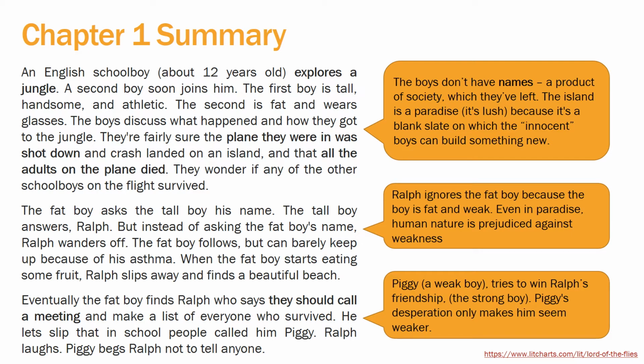The fat boy asks the tall boy his name. The tall boy answers Ralph, but instead of asking the fat boy's name, Ralph wanders off. The fat boy follows, but can barely keep up because of his asthma. When the fat boy starts eating some fruit, Ralph slips away and finds a beautiful beach. Eventually, the fat boy finds Ralph, who says they should call a meeting and make a list of everyone who survived. He lets slip that in school people call him Piggy. Ralph laughs. Piggy begs Ralph not to tell anyone.